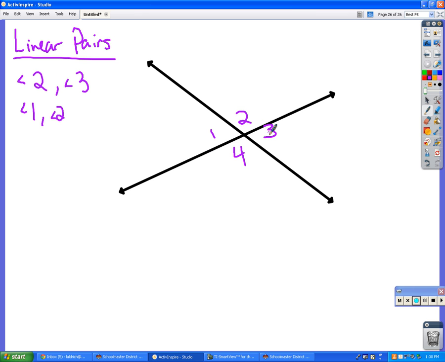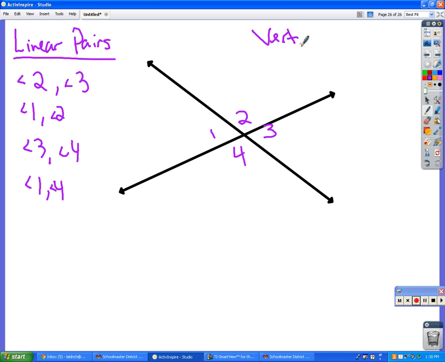There's a couple more. Jake, did you have one? 3 and 4. 3 and 4 also make a linear pair, and the last one is 1 and 4, okay? So in other words, the linear pairs of angles are the ones that are right next to each other. And what did we just decide was true about those linear pairs? They add up to 180, they are supplementary. Okay, so we got that already.